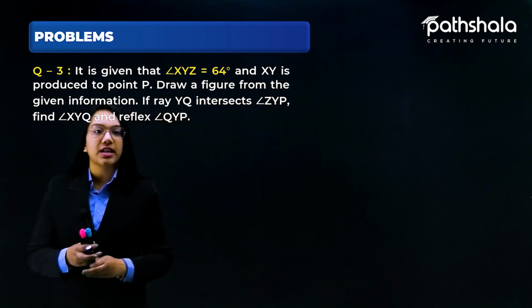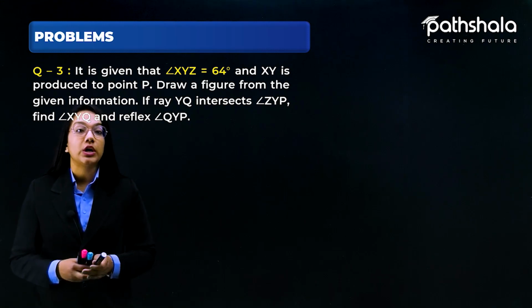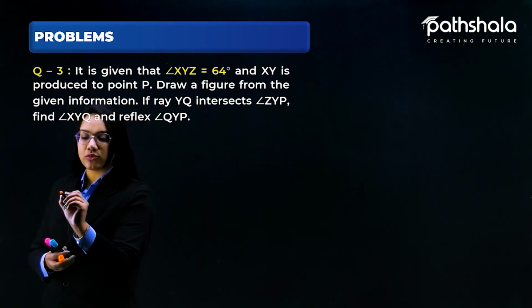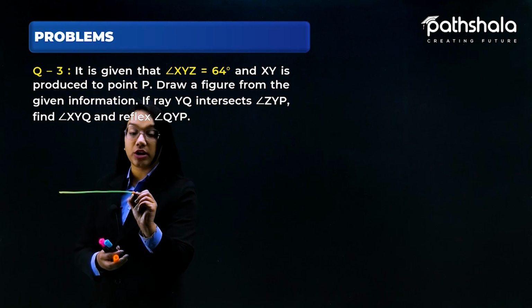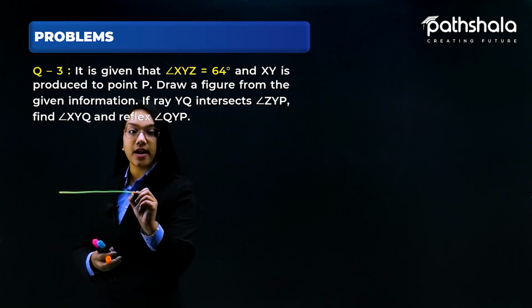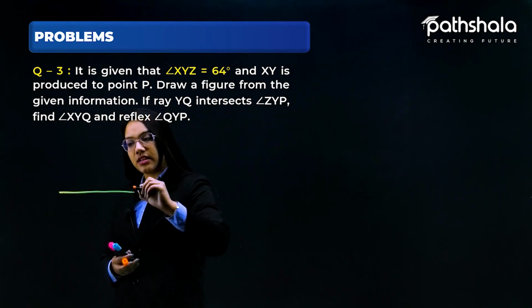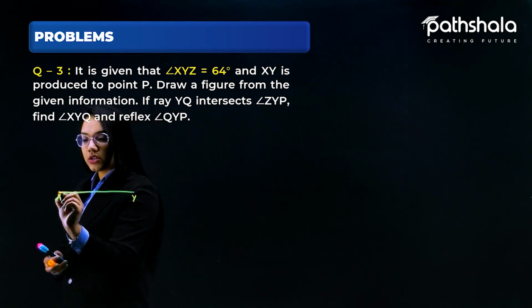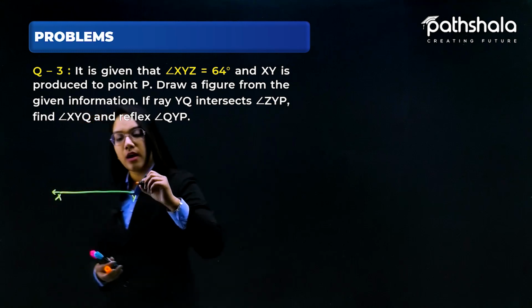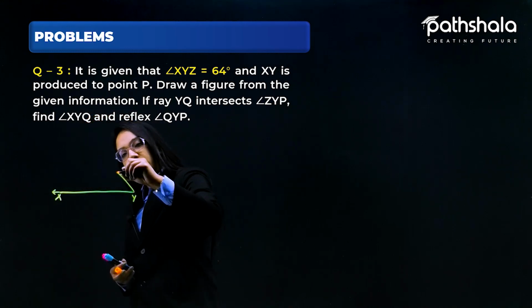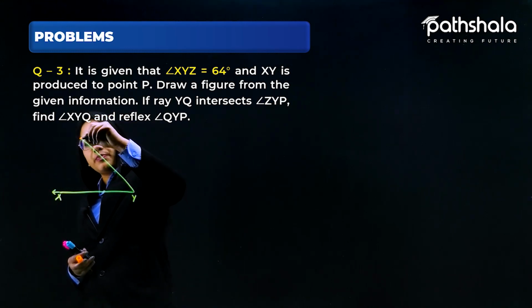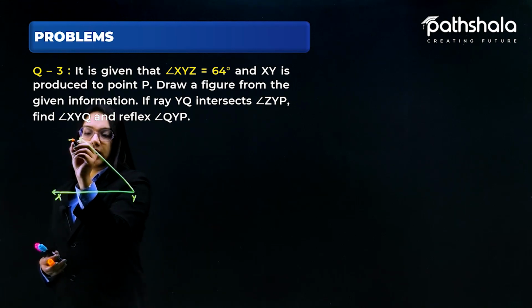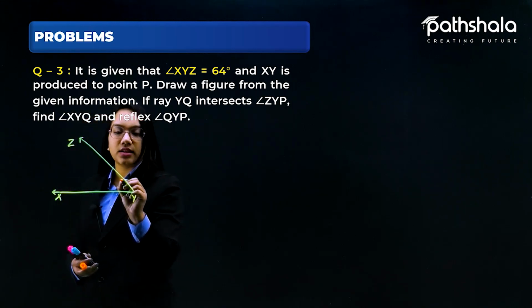First of all, it says that it is given XYZ is equal to 64 degrees. So let us suppose I'm taking XY as this, and this is XYZ. I'm taking this as X, and this as Y. So this is my X, this is my Y. I'm taking a Z over here. So this is nothing but my Z, and further it says this angle is 64.